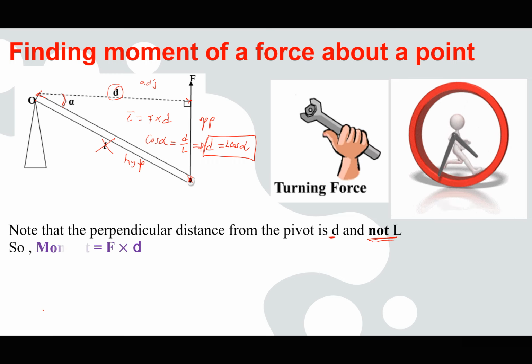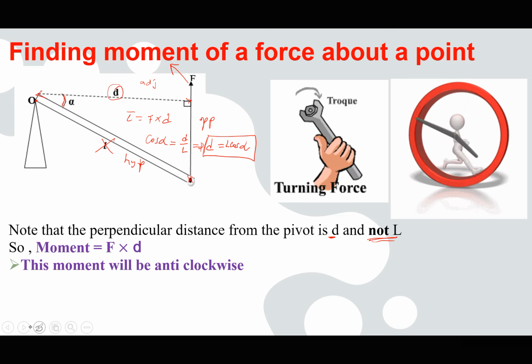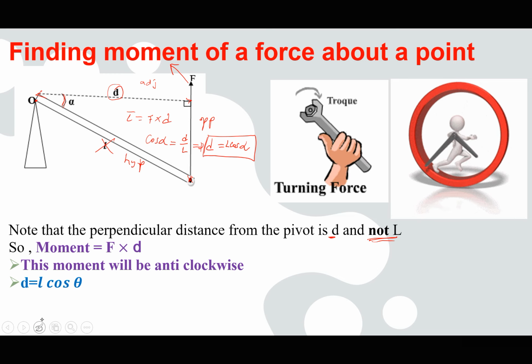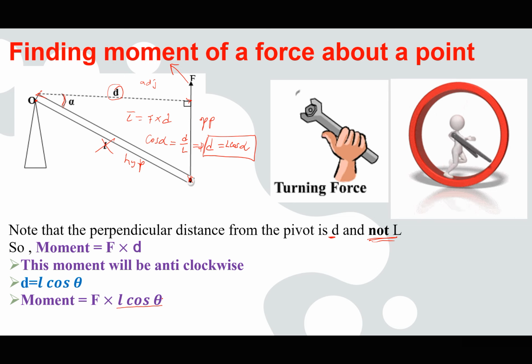So this moment is of course going to be anticlockwise because the force is pulling the beam in that direction. Since this point is fixed, the beam will rotate anticlockwise. So this moment is going to be anticlockwise. And of course, using trigonometry, I have shown you that d would be equal to L cos theta. So you would also just find the moment from F times L cos theta, where L cos theta is the perpendicular distance. That is the only thing you never did in IGCSE, because in IGCSE you were not resolving forces, you were not resolving distances. You're not using trigonometry in physics to find distances.